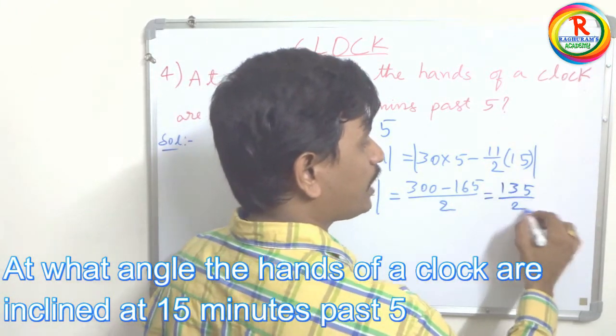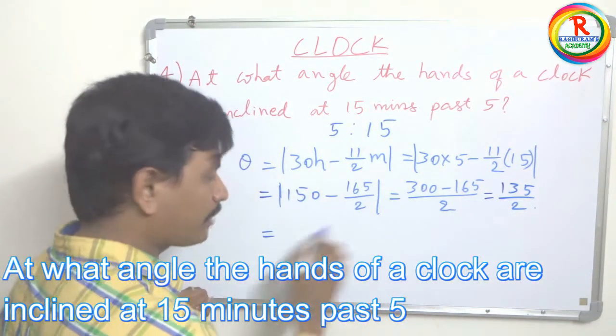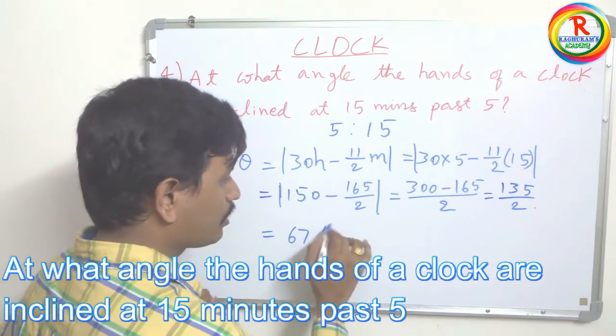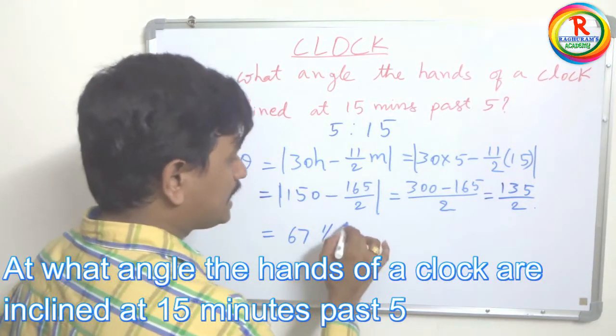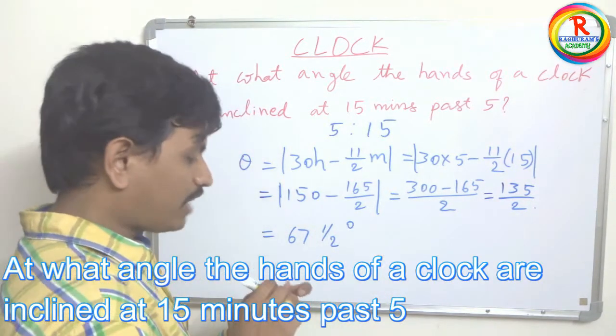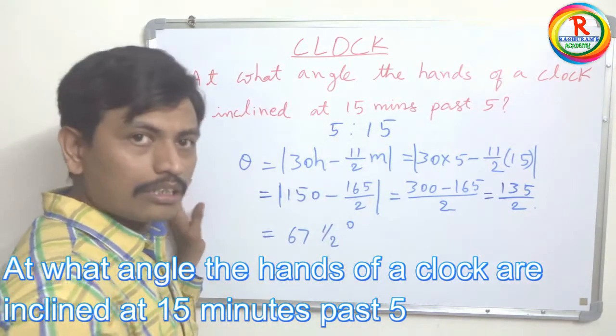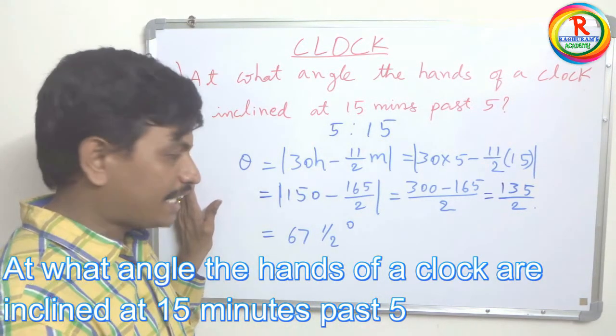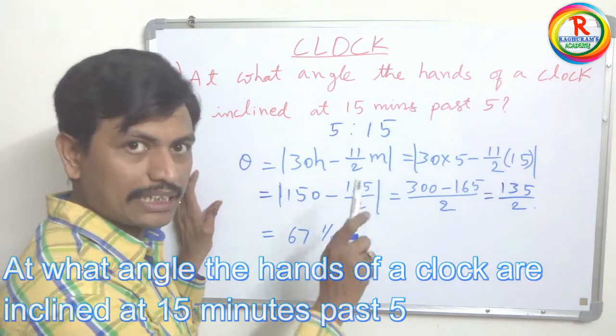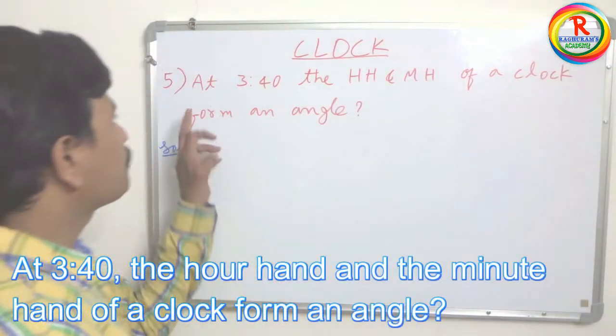135 by 2. So what is 135 by 2? 67 1 by 2 degrees. So at 5:15 the angle between the hour hand and minute hand is 67 1 by 2 degrees. Now next problem, the fifth one.